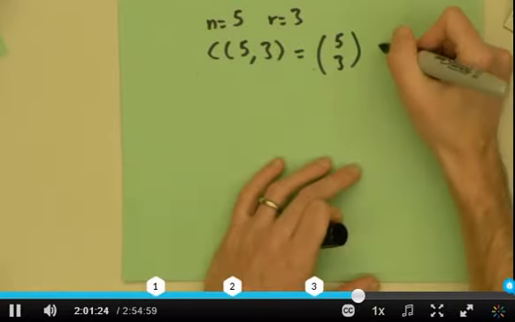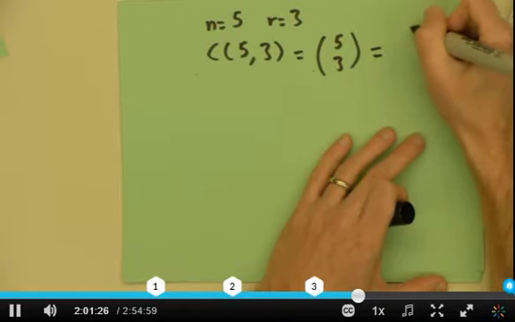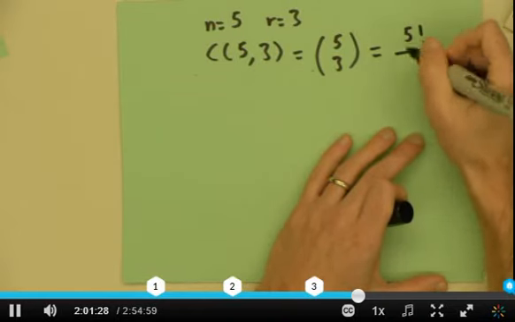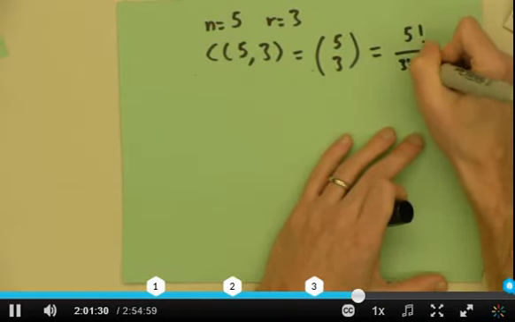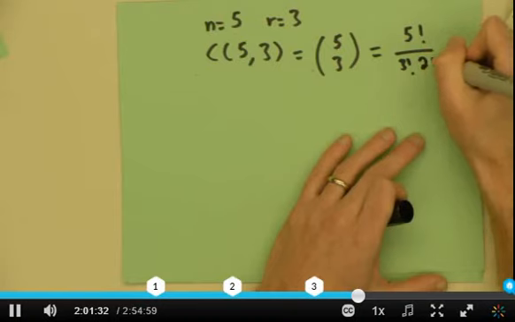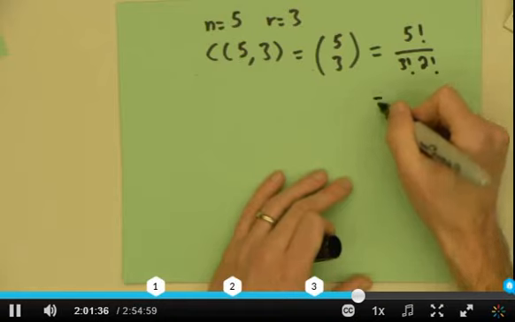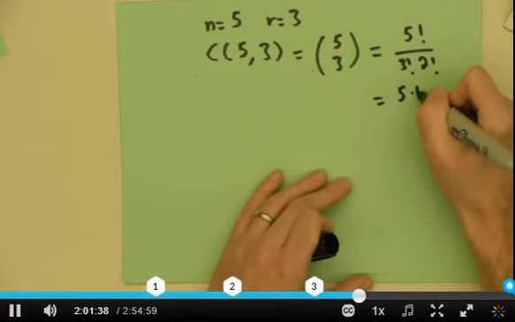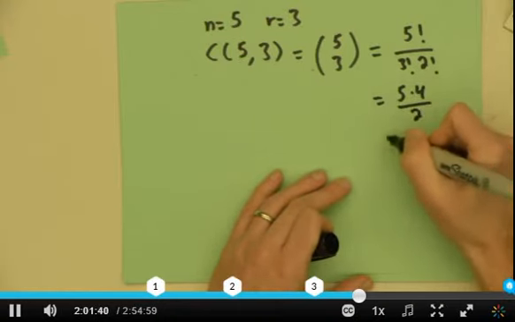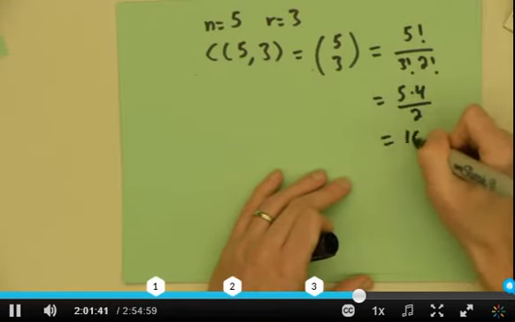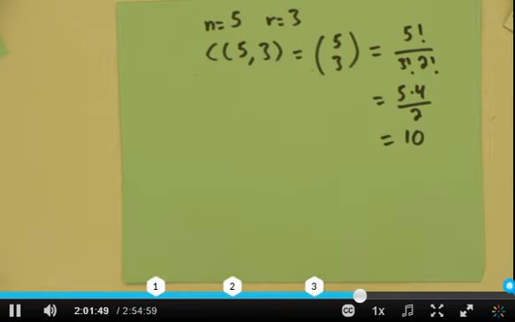And what does that amount to as a calculation? Well, it's 5 factorial over 3 factorial and 2 factorial. So in this case, that's 5 times 4 over 2, or 10. There are going to be 10 different possibilities for the trio of students I have present if I'm taking 3 out of a group of 5.